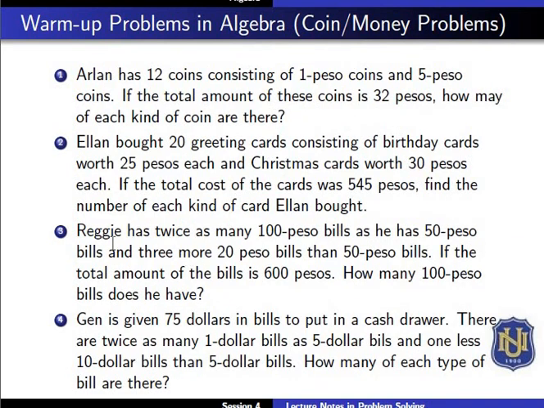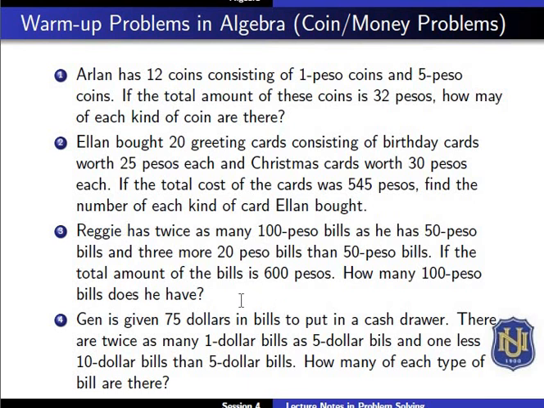Okay, so let's begin. First question in algebra problems that involves money. Reggie has twice as many 100 peso bills as he has 50 peso bills, and 3 more 20 peso bills than 50 peso bills. If the total amount of the bills is 600 pesos, how many 100 peso bills does he have? Well, we have a rich guy here, Reggie, with some money.